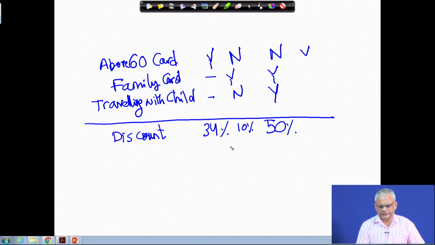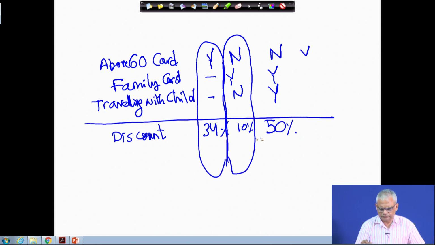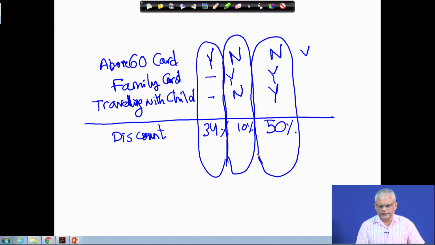So, there are 3 test cases and each one becomes a test case, because you must hold one type of card, that is what is understood from the problem, and you cannot hold 2 cards simultaneously. You cannot hold a family card and an above-60 card at the same time.